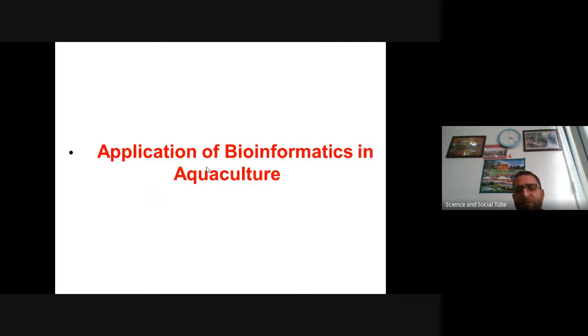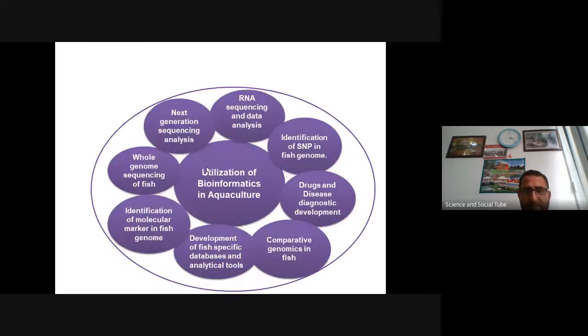Or the same thing maybe for plants, veterinary science or medical science. So these are the applications where you can use bioinformatics in aquaculture. Whether you want whole genome sequencing and analysis of fishes, you want to find the molecular markers, or you want to do comparative genome analysis, to see the difference between the genome of zebrafish and catla, or zebrafish and rainbow trout, what the similarity is. You want to do RNA sequence analysis, to see the expression, what the transcripts are, which genes are expressing from the DNA in a particular tissue, that you can do.